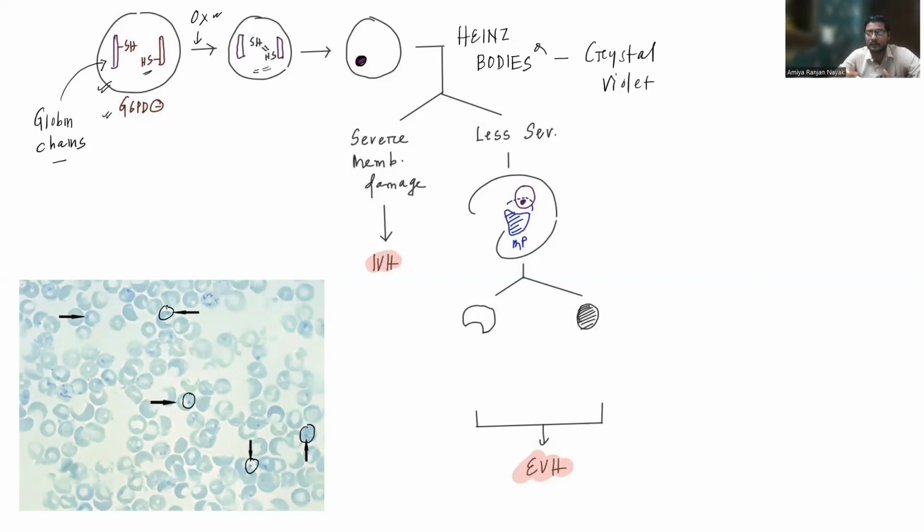Now accumulation of these Heinz bodies over the cell membrane can cause membrane damage, and whenever the membrane damage is severe, it can cause intravascular hemolysis. So in a classical case scenario, if the patient has been given primaquine and is G6PD deficient, he will develop intravascular hemolysis 2 to 3 days after taking the drug. Intravascular hemolysis will manifest as hemoglobinuria and hemosiderinuria. So these patients will present with reddish urine.